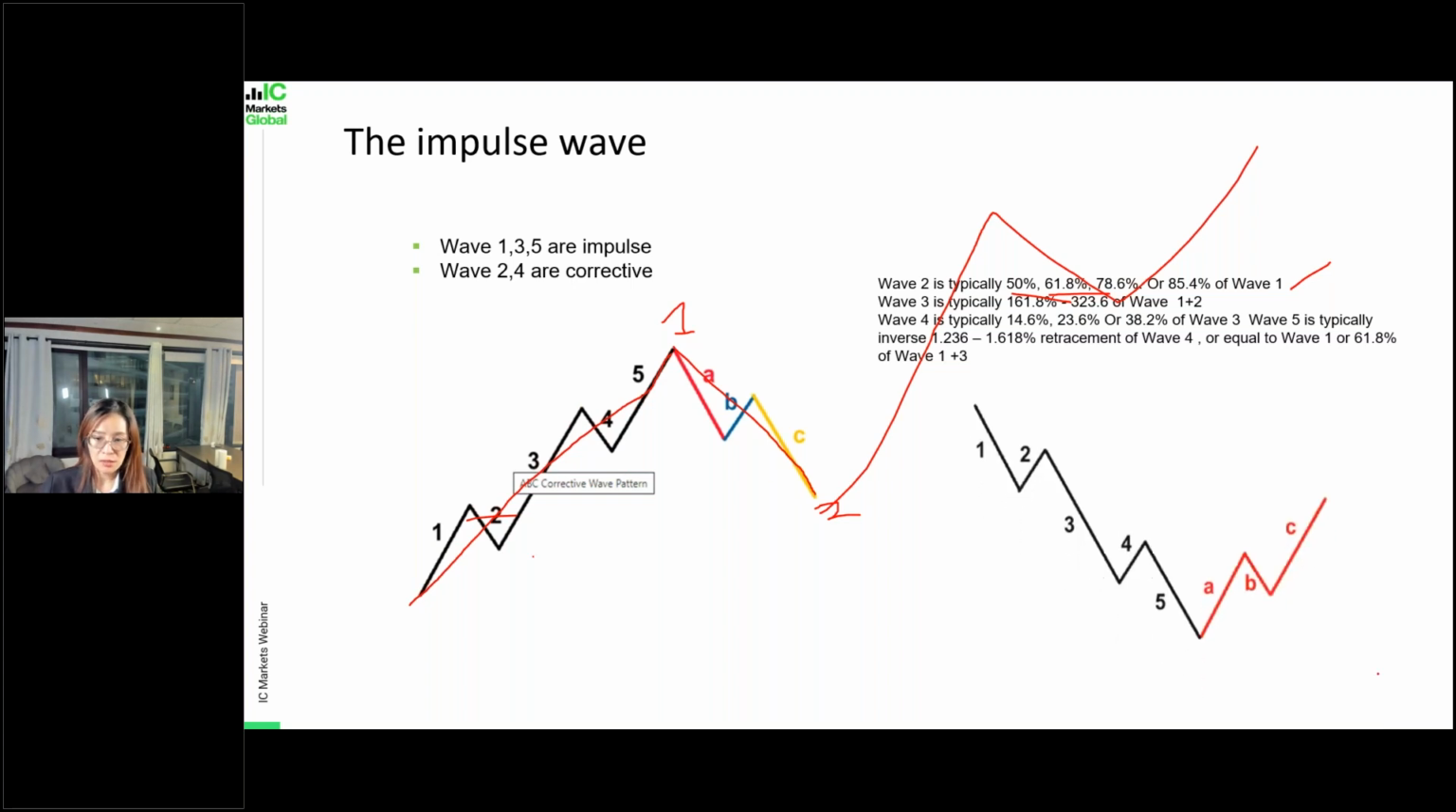And this is for the downtrend. Okay, the downtrend is still the same. I will mark this as wave 1 and this as wave 2. So basically, it will look like that.